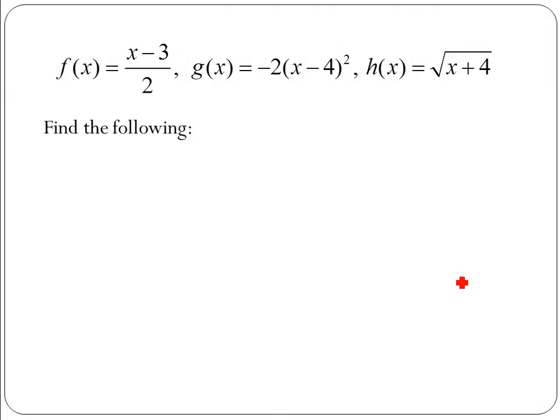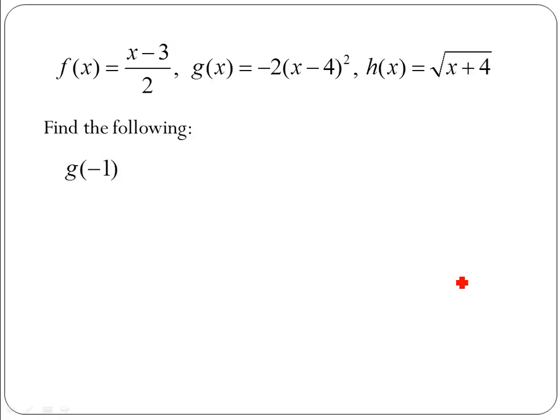So I've got f of x equals (x minus 3) over 2, g of x is negative 2 times (x minus 4) squared, h of x equals the square root of the quantity x plus 4. And they're going to ask you to find different things. So recognize the difference. Sometimes you're going to be evaluating a function, sometimes you're going to do some solving. So, one example, like g of negative 1.